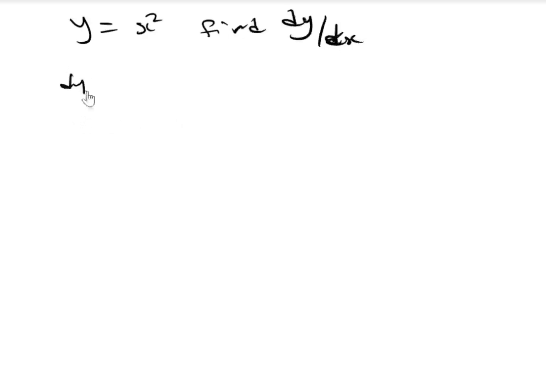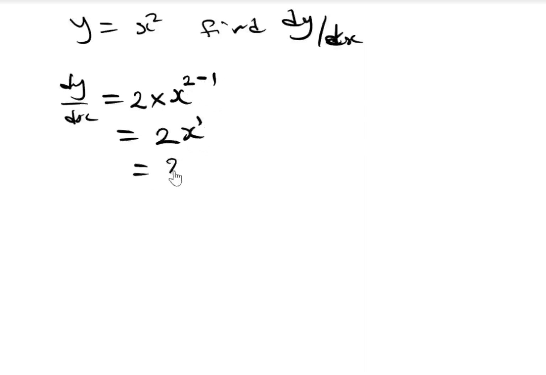What if we're given y to be x squared and we're asked to find dy/dx? dy/dx is equal to, the power of x here is 2. We write the 2 multiplied by x^(2-1), and this is equal to 2x. 2 minus 1 will give me 1, which is same thing as 2x. So this is our final answer.